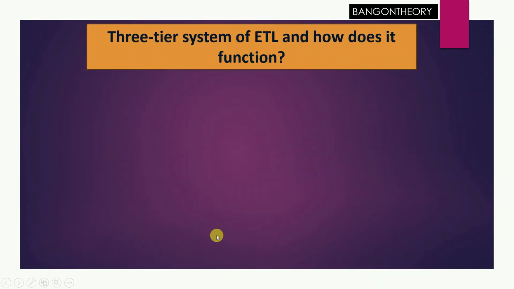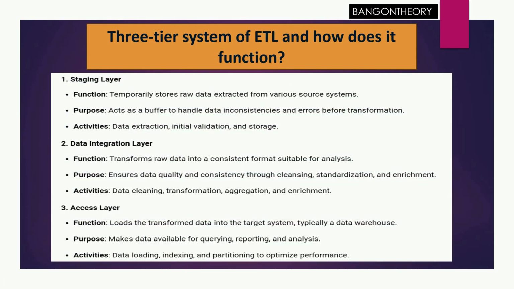So the next question is, the 3-tier system of ETL and how does it function. The first one is the staging layer. We have discussed ETL operations, but we are talking about the 3-tier system. That is also the same, but if we talk about the staging layer, we have discussed temporarily storing the data before pushing it to the transformation layer. It acts as a buffer to handle data inconsistencies and errors before transformation. Activities include data extraction, initial validation, and storage.